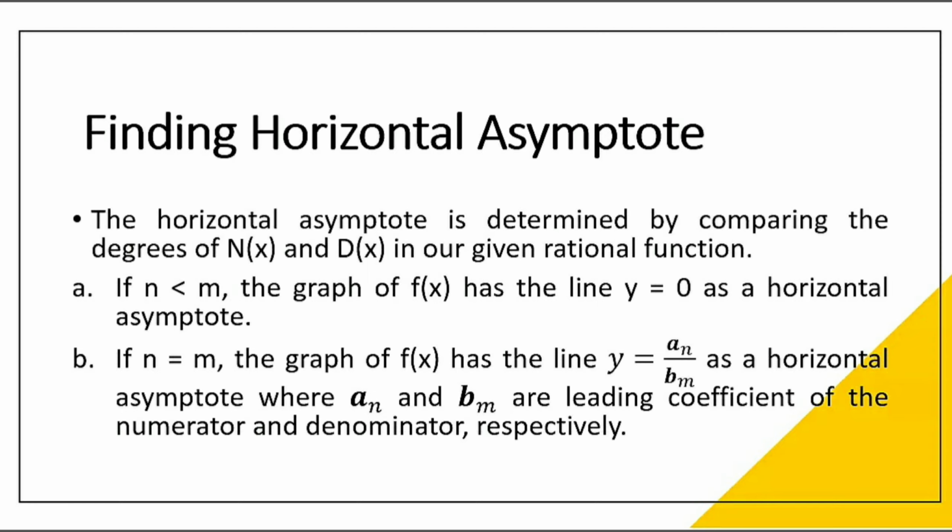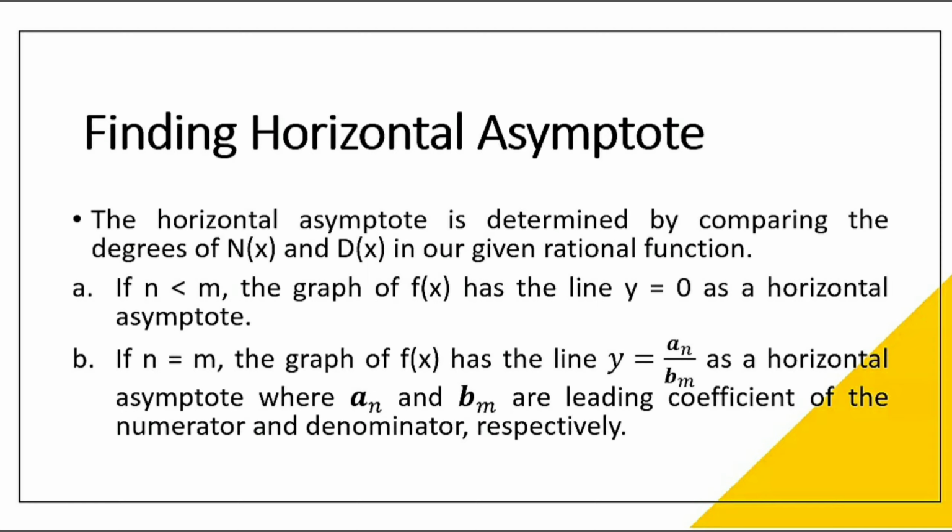So, ibig sabihin, kapag yung degree ng numerator ay mababa sa degree ng denominator, yung horizontal asymptote mo equals 0. Second condition is if n is equal to m, the graph of the function has the line y is equal to a sub n over b sub m as horizontal asymptote, where a sub n and b sub m are the leading coefficient of the numerator and the denominator respectively.